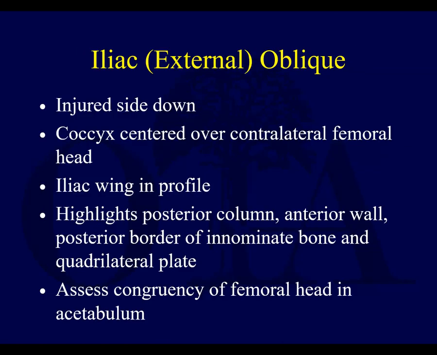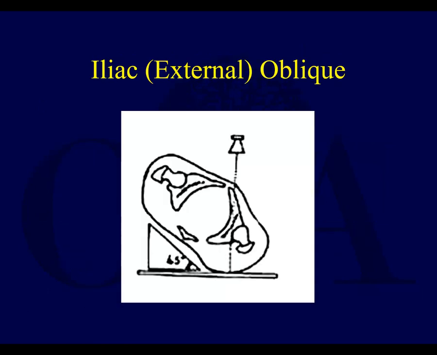Whereas the iliac oblique, the injured side is down. Coccyx is centered over the contralateral femoral head. The iliac wing is in profile, and here you see the posterior column, anterior wall, posterior border of the innominate bone, and quadrilateral plate. Okay, so if you are looking at the right hip here, this would be an iliac oblique.